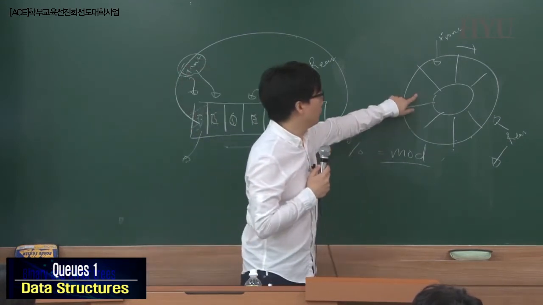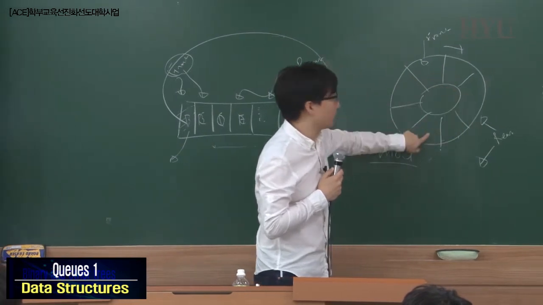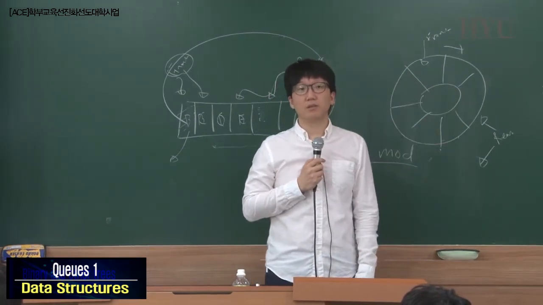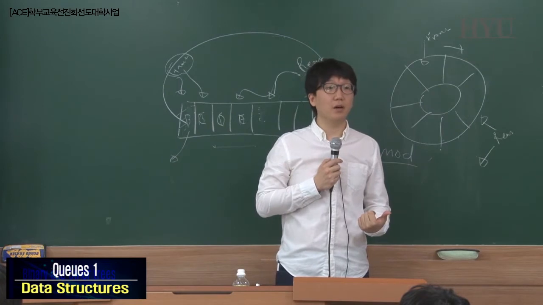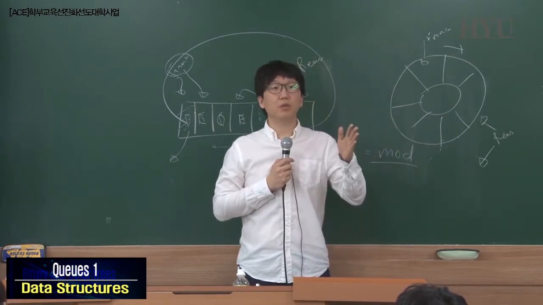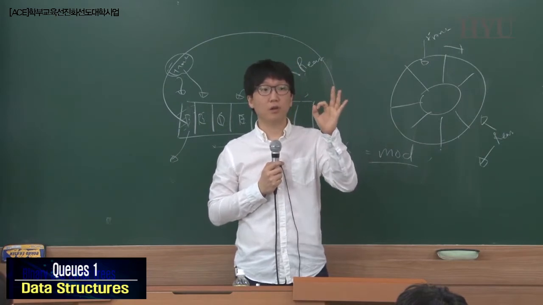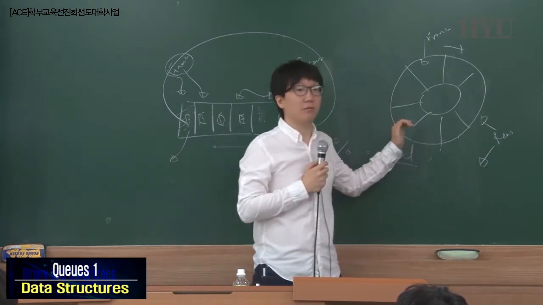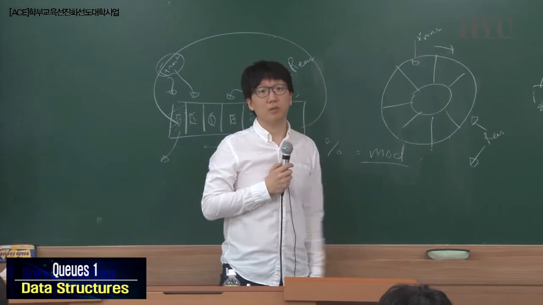So I have 1, 2, 3, 4, 5, 6, 7. Modulo 7. Every time I hit front again, the number keeps increasing. 7 will give me 0, and 14 is also 0 again. Which means I keep coming back to the front all the time because of this modulo operation.